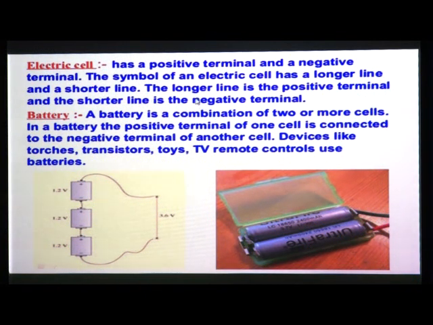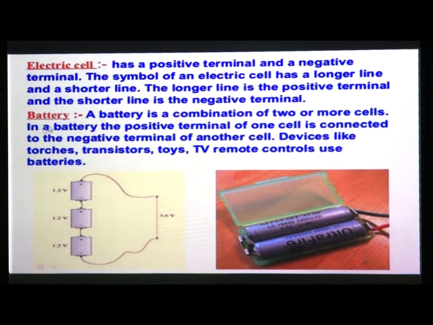So whenever there is a positive line, it is always long in an electric cell, and whenever there is a negative terminal, it is a short line. Then next, it is a battery.